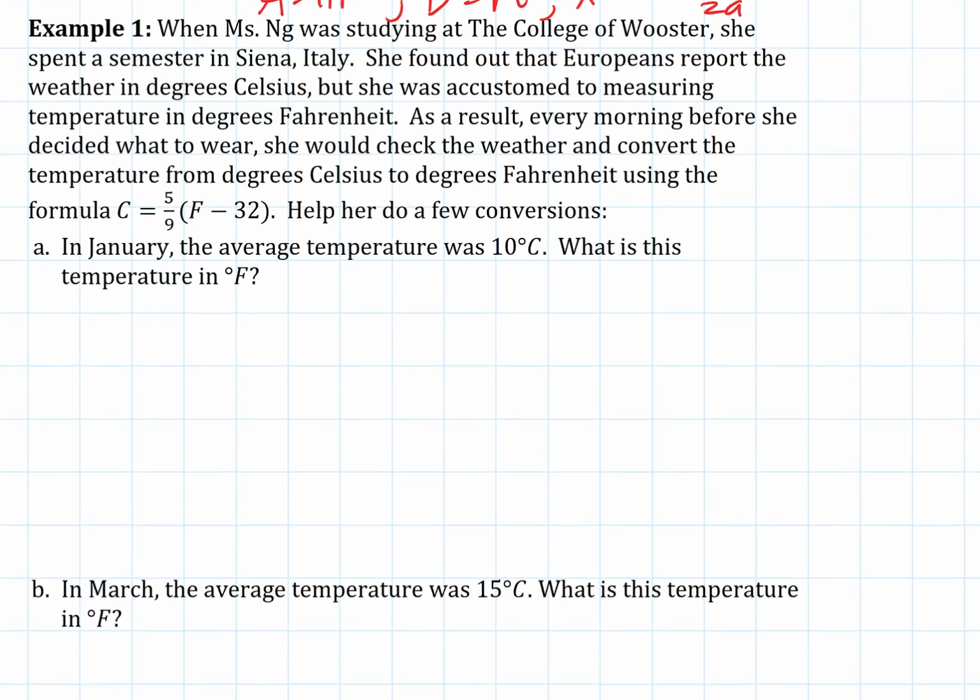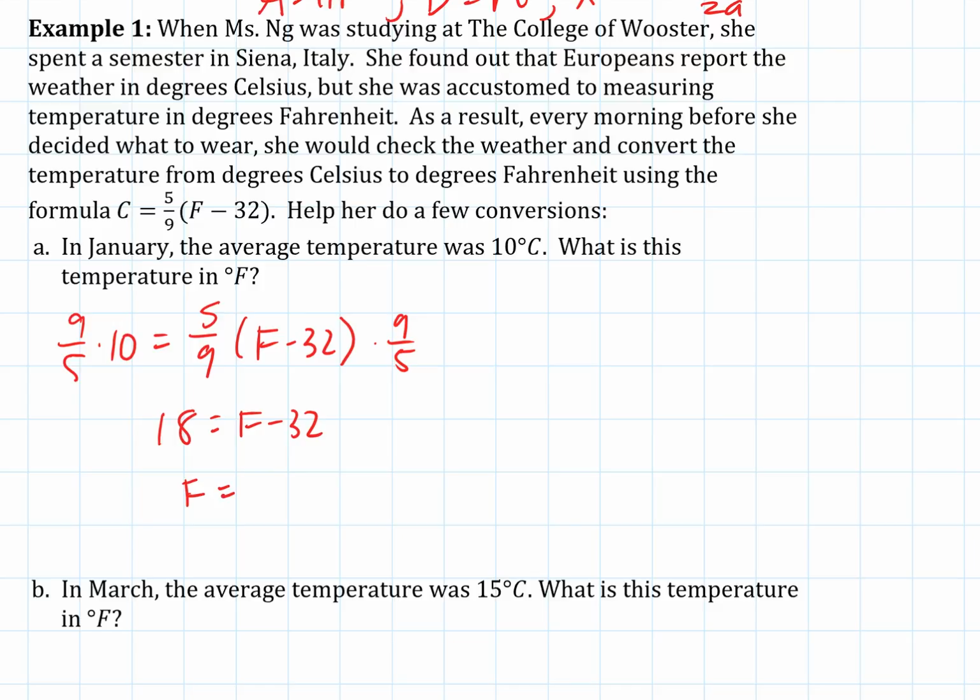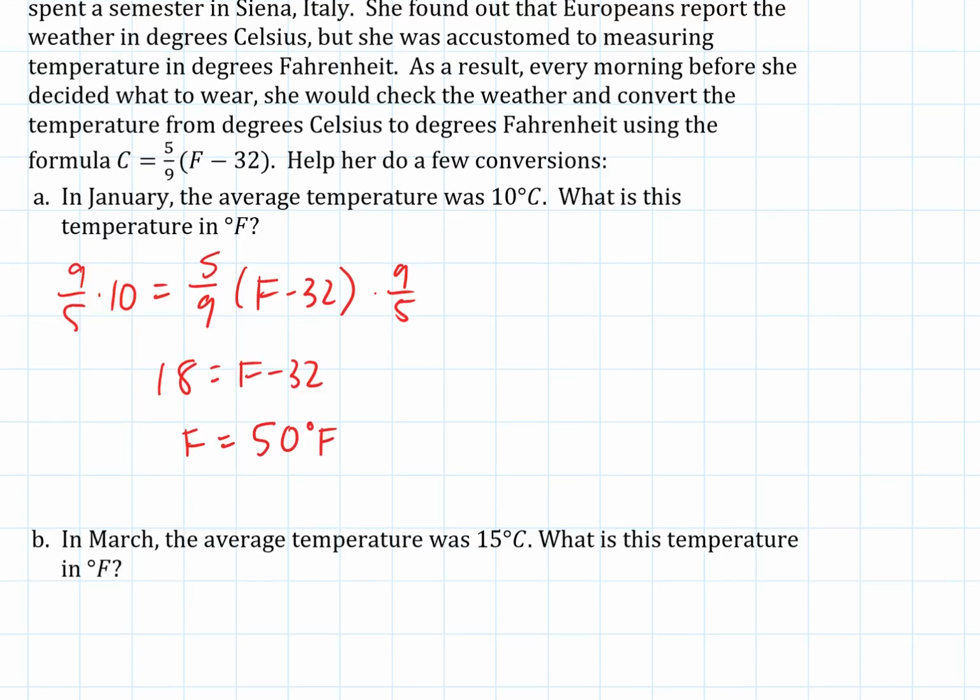Okay, let's take a look at a true example. When I was at Worcester and I was studying abroad and reading temperatures, it was very confusing, right? If it said the temperature was 10 degrees Celsius, well, I could say, okay, 10 is 5/9 times (F minus 32). Okay, we can multiply by 9/5. So 90 divided by 5 gives me 18, which is F minus 32. We can add 32 to both sides. Oh, so this is saying it's 50 degrees Fahrenheit. Well, I know how to dress for 50 degrees Fahrenheit. I need a warmish coat, but not the warmest coat.